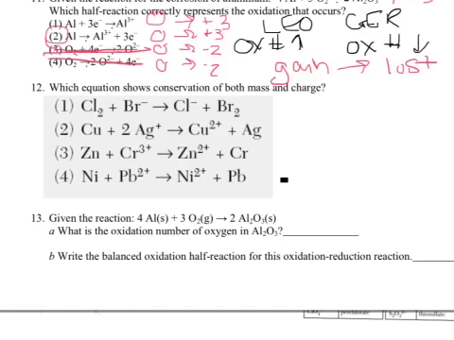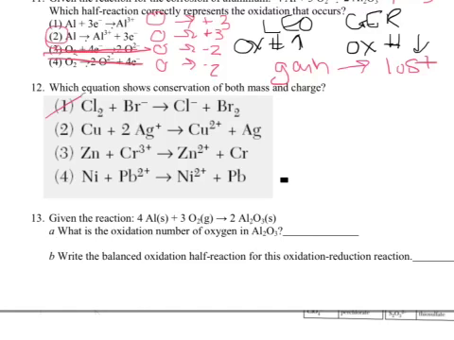So here we want to make sure that mass, or the number of atoms, and charge, the total oxidation states, are the same on both sides of the equation. Choice number 1, we have chlorine. We have 2 chlorines on the reactant side, but only 1 chlorine on the product side. So this, in just simple terms of atoms, is not balanced.